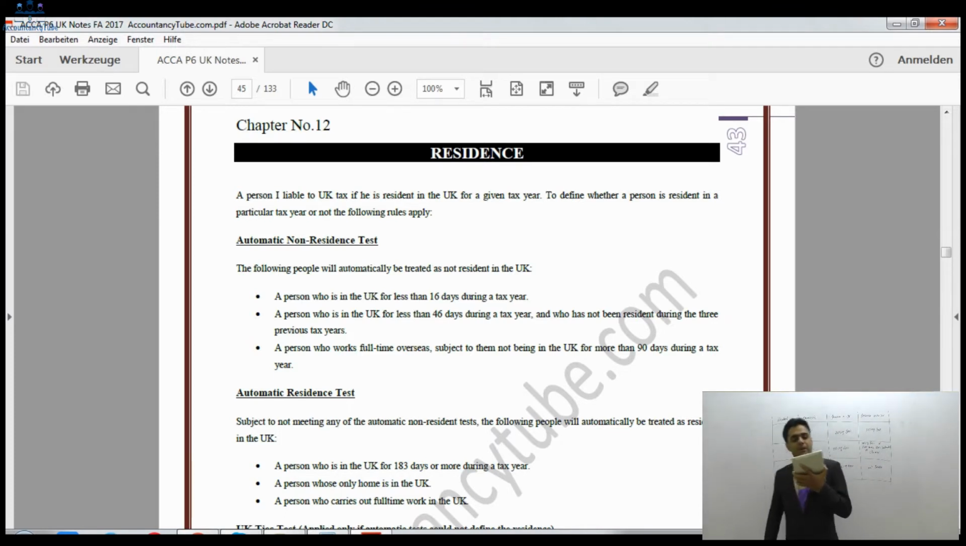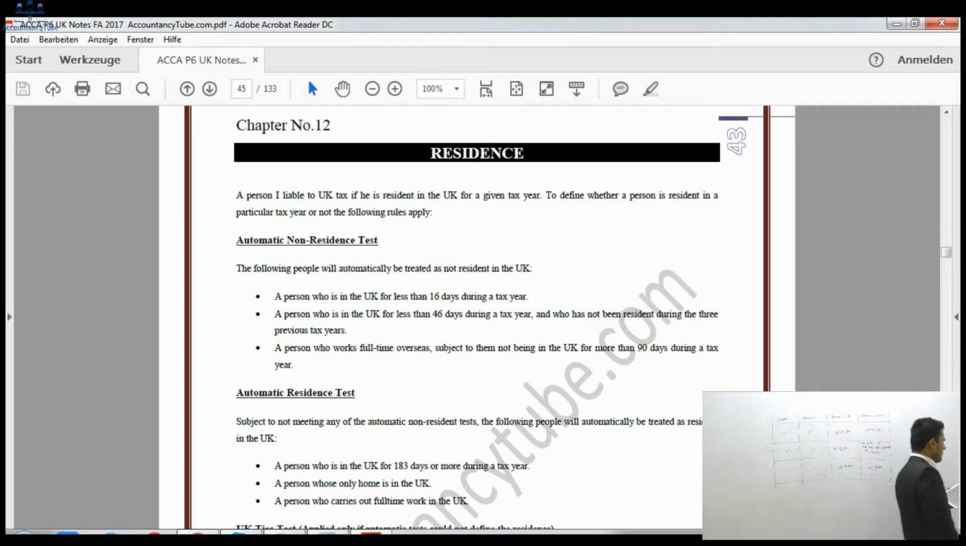Someone who spent less than 16 days during a tax year, doesn't matter how many days he spent last year, doesn't matter whether he was resident in the UK last year or not. If he spent less than 16 days in a year, say for example, he came on a couple of weeks visit, he will be considered non-resident. And of course, if he is considered non-resident, it means he won't be paying UK tax.